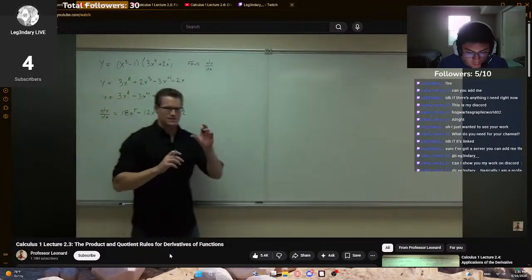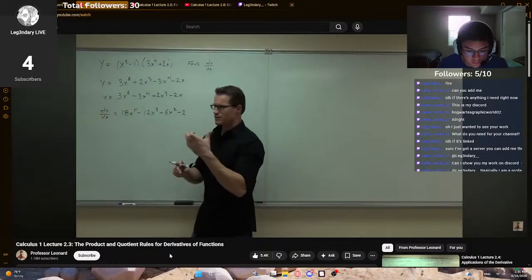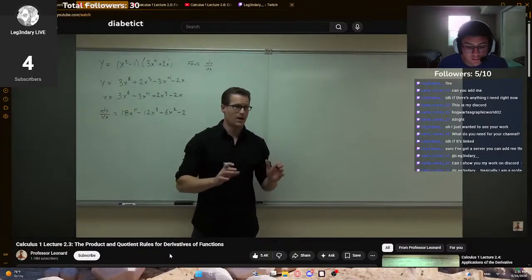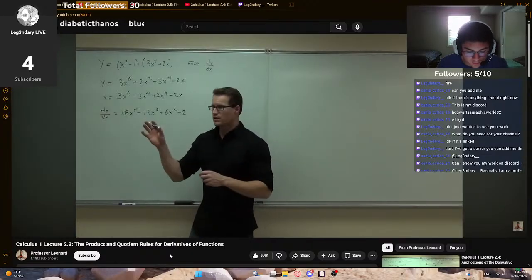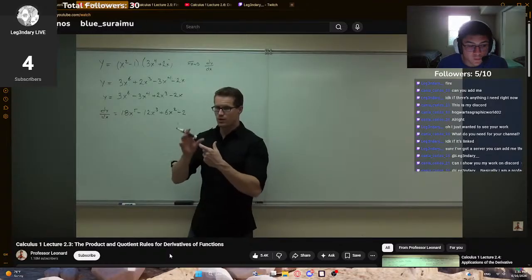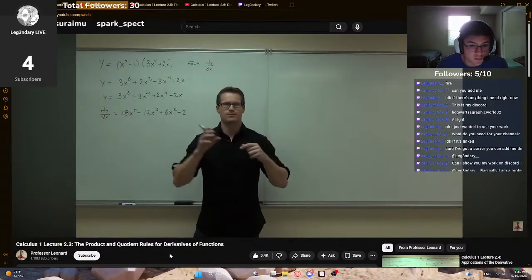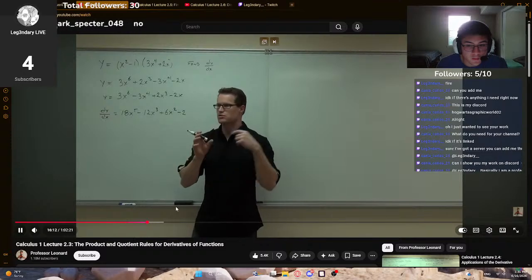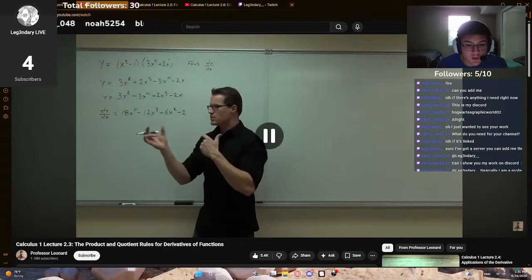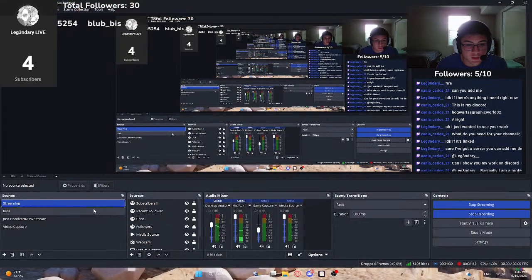I think the book has it in a slightly different order, but because of the commutativity of addition and multiplication, it really doesn't matter. As long as you take the derivative of one times the other, plus the other one times the derivative, like the derivative of the first times the second, plus the first times the derivative of the second. Or any way. Oh shit. Hold up.